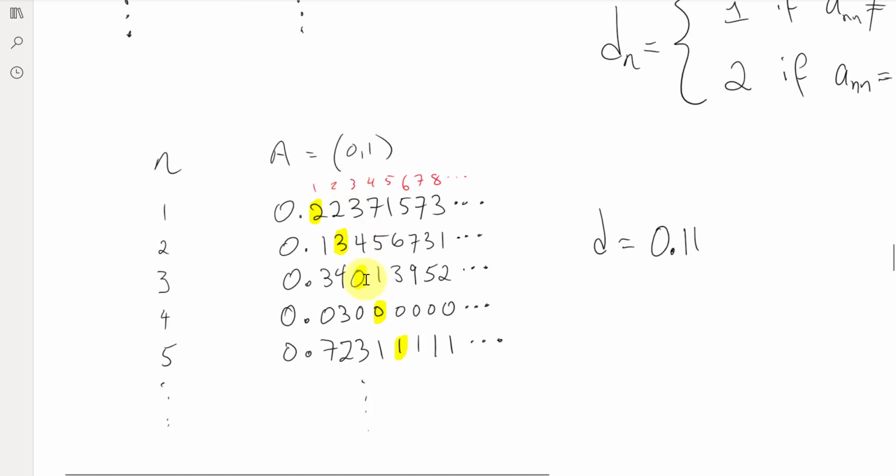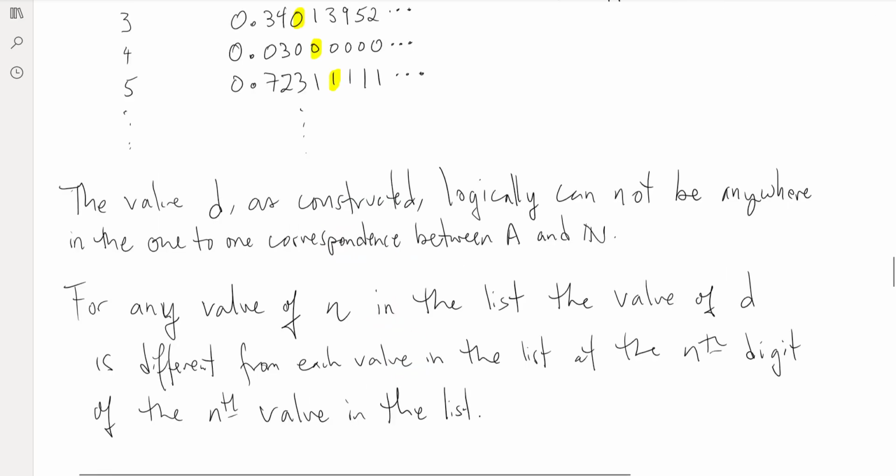In the third digit, I look at the third digit of the third row, and that's not a 1, so I'll put a 1 here. Then I look at the fourth digit of the fourth value, that's not a 1, so I make this a 1. Then I get to the fifth digit of the fifth row, and that is a 1, so now I'll make this a 2, and we just continue in that way. We could say for any value n in this list, that value of D that we've just constructed is different from each value in the list at the nth digit of the nth value in the list.